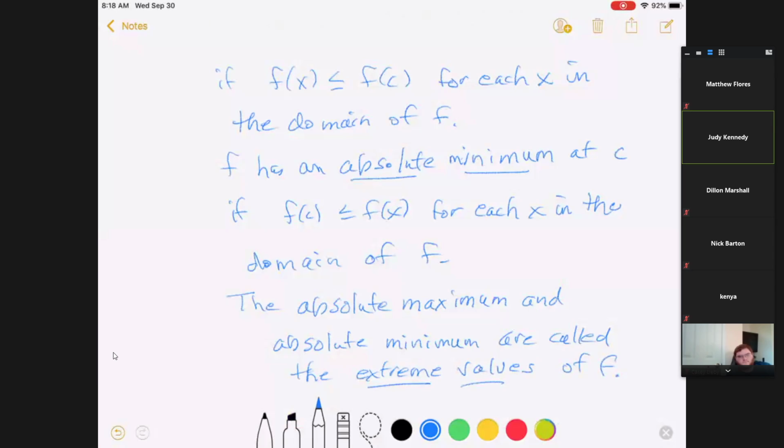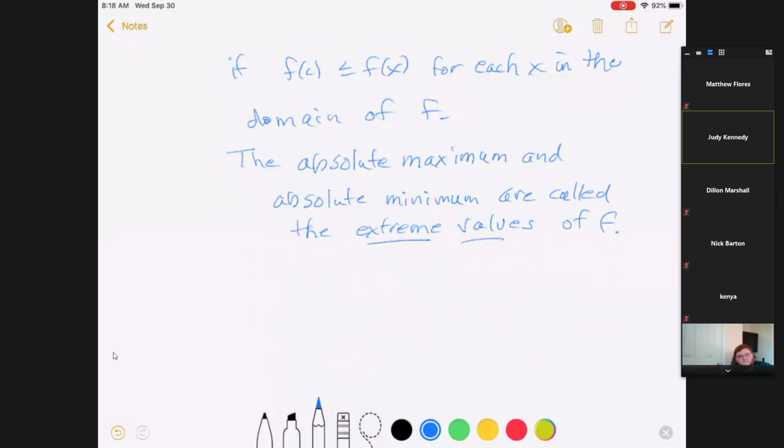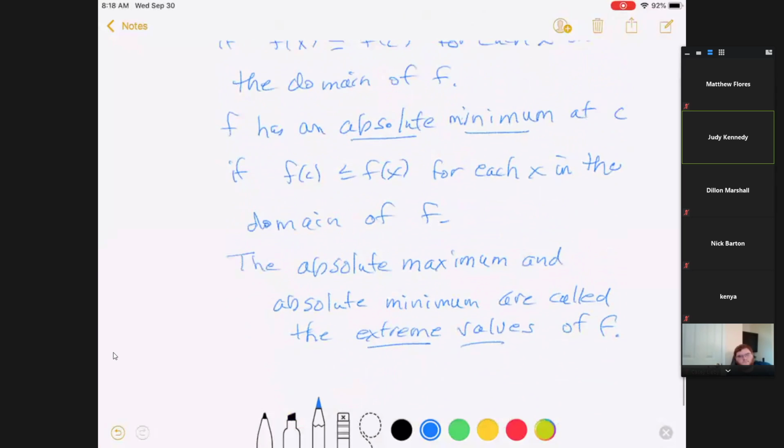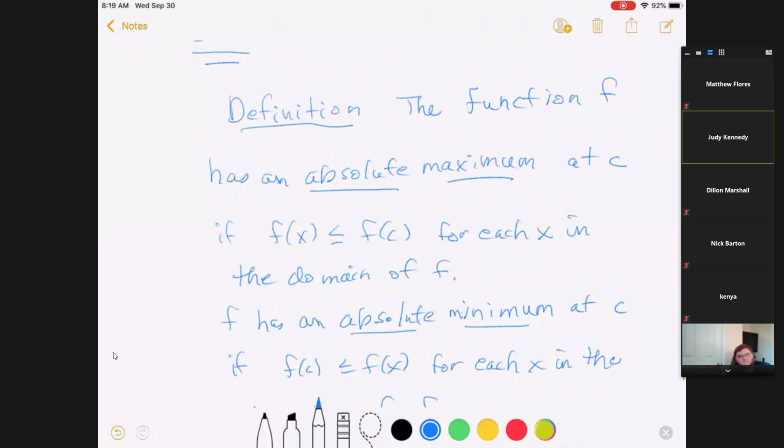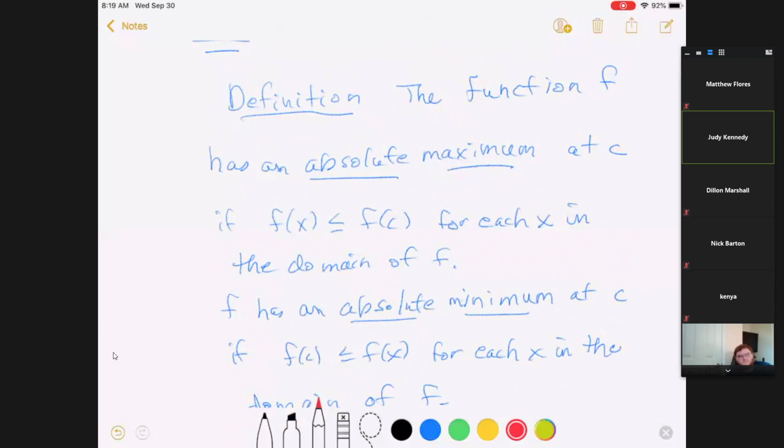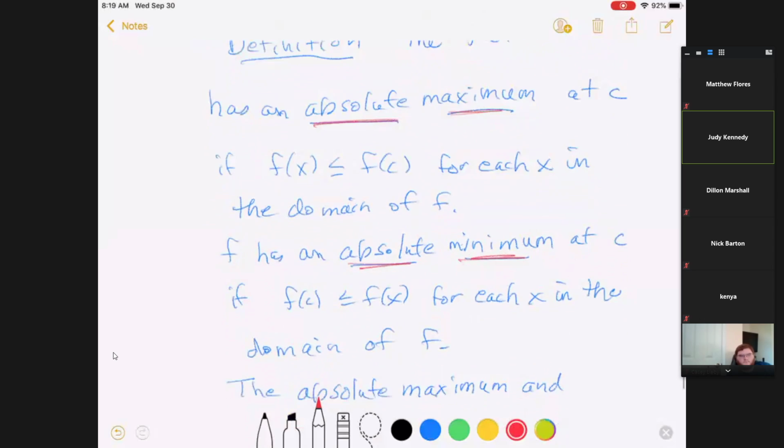But that means I've got to talk about a local minimum and a local maximum. Okay, I do need to talk about that today. So we have this idea of absolute minimum and absolute maximum, highest and lowest point.